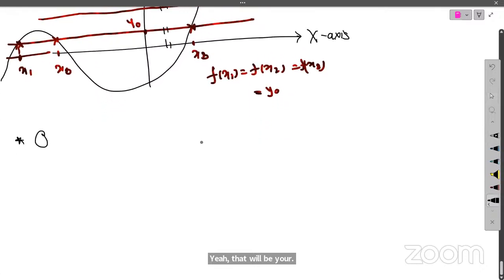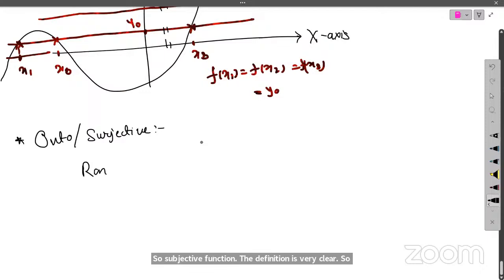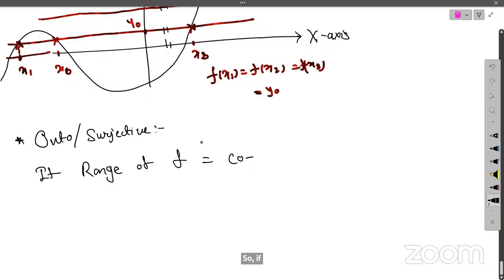So now let's go to onto function, or surjective function. The definition is very clear. If the range of the function is the same as your codomain, that means if the range of f is the same as the codomain of f, then f is onto.